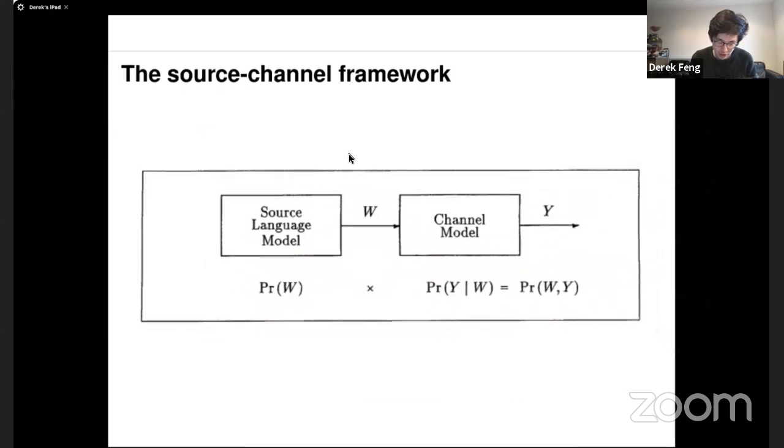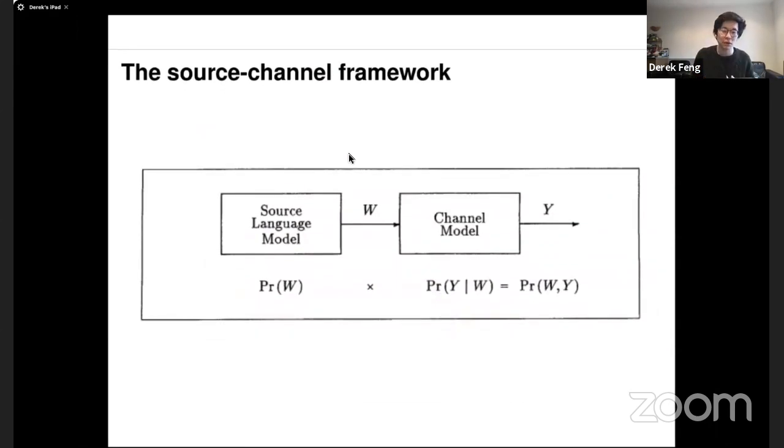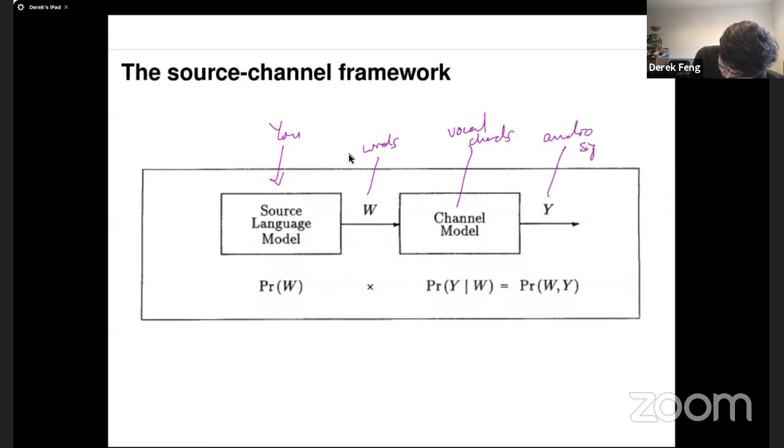Okay, so the thing I was just describing is one way you can use this language model, through this source channel framework. You're creating words, and then this is your vocal cords, which creates an audio signal. So in order to figure out what the words were, you want to take advantage of your knowledge of the words, as well as the probability of a particular signal given the word.